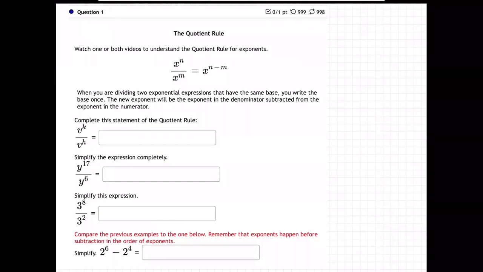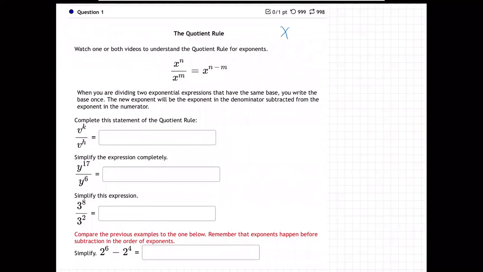So on this question, they're giving us what's called the quotient rule. The quotient rule says when you have two things divided, same bases divided, you subtract the powers. So let me give you an example. And again, I want to make sense of this rule.